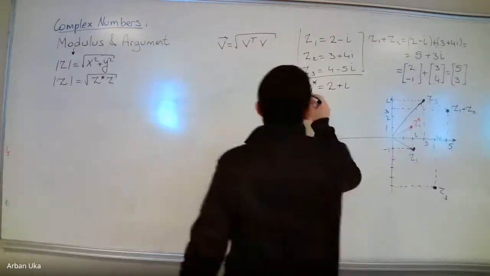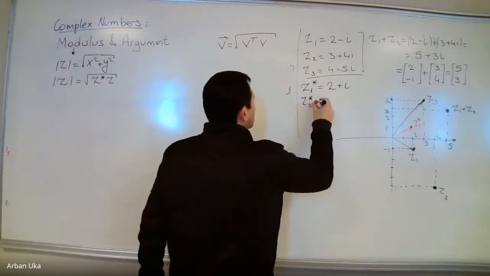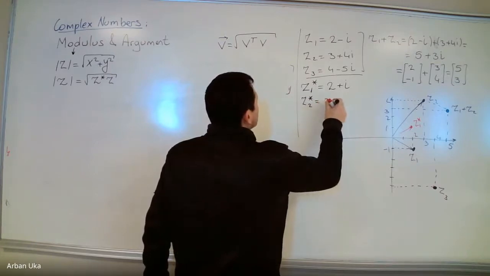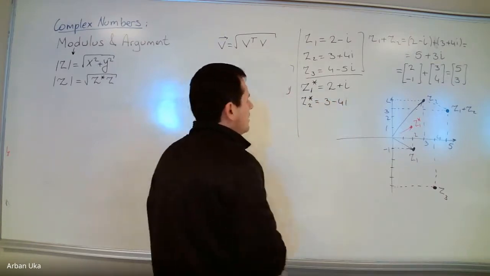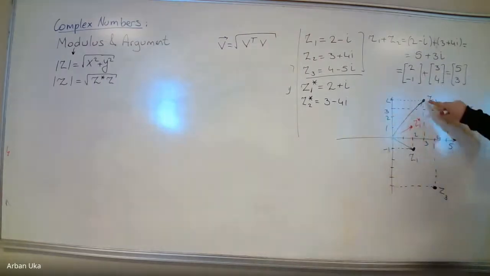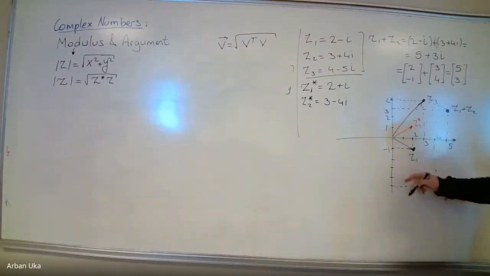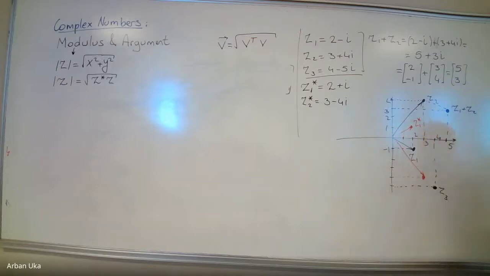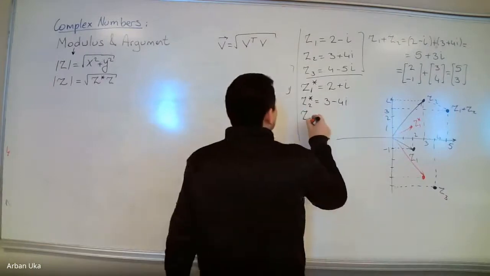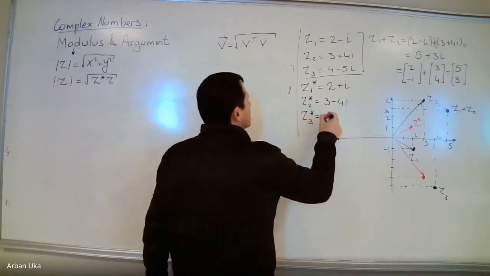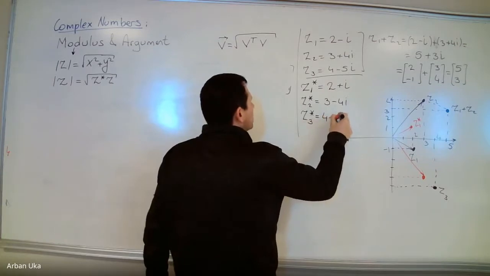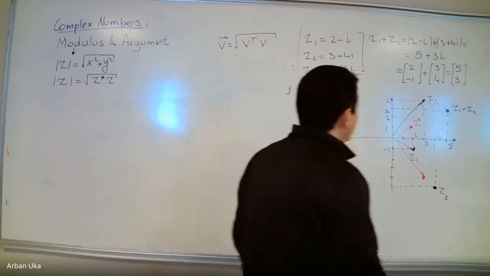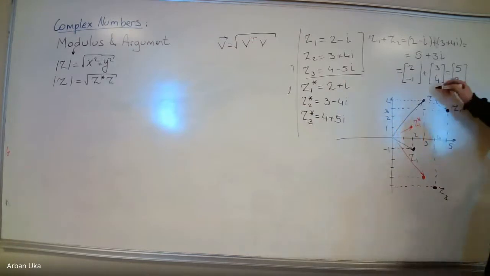z2 complex conjugate is equal to 3 minus 4i. So 3 minus 4i, z2 is here, it will immediately be projected 1, 2, 3, 4, right here. So this is z2 complex conjugate, and you can see that in fact they are somewhat the reflection with respect to the x-axis. Z3 complex conjugate is going to be 4 plus 5i. And 4 plus 5i, we will find it somewhere here.